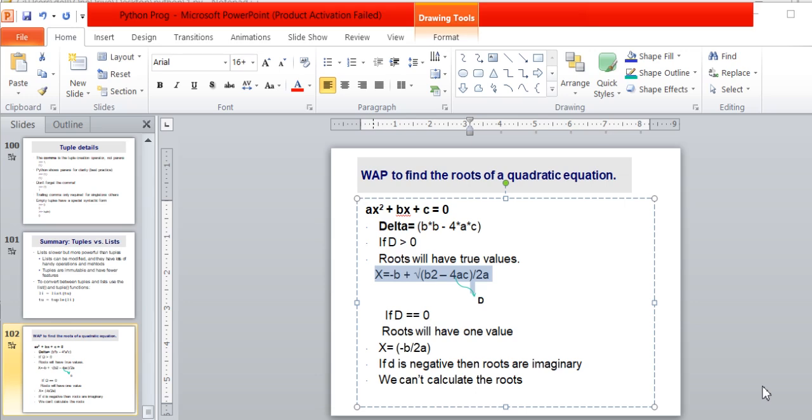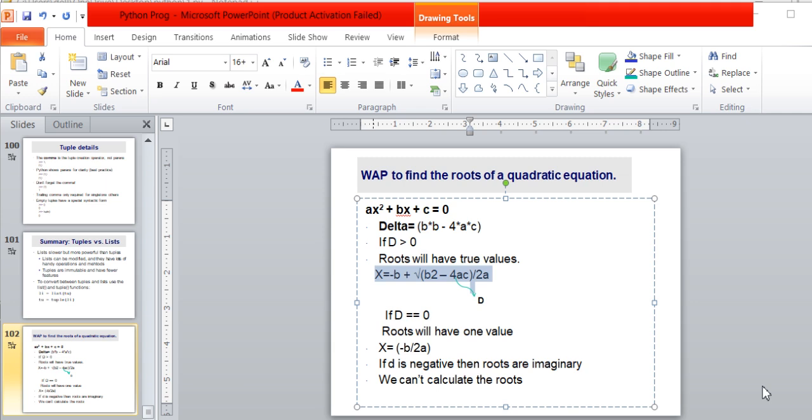In this presentation, we are going to understand the program to find the roots of a quadratic equation. So let's understand with the help of an example. In programming, to solve any problem, logic is very important. So let's understand the function for getting the roots of a quadratic equation.